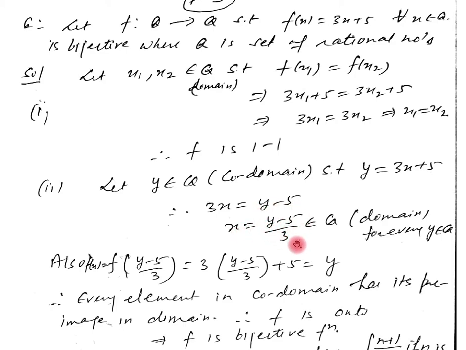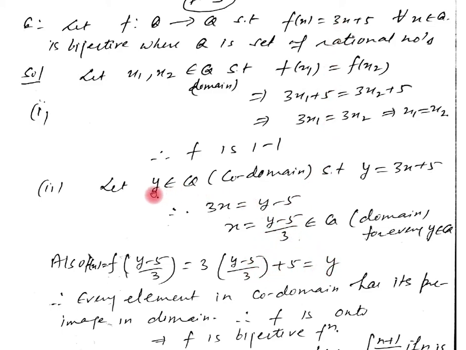We take any value of y. This is always rational. It means this belongs to Q, the domain of the function. For every y belonging to Q, it is always a rational number. And also the image of this element x is f(x) = f((y - 5)/3). Putting this value here, we are getting this equal to y.